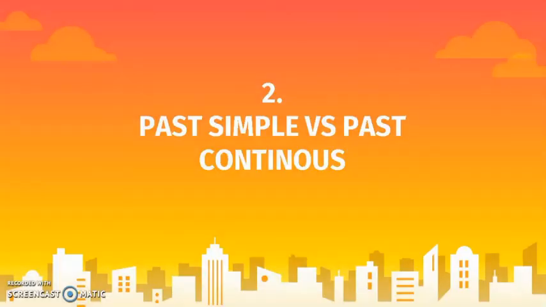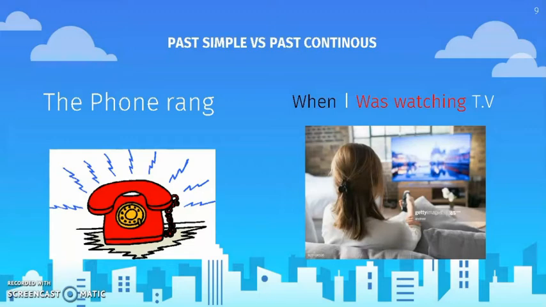Now, what is the difference between the past simple and the past continuous? Well, the past simple is an action in the past, but the past continuous is an action that was in progress in the past. For example, we could say this: the phone rang when I was watching TV. El teléfono sonó, esa sería la acción en pasado simple, y la acción en pasado continuo sería que ella estaba mirando televisión en ese específico momento del pasado.